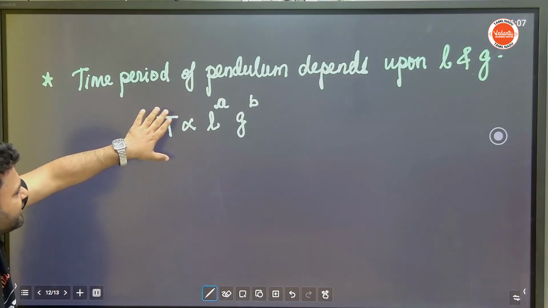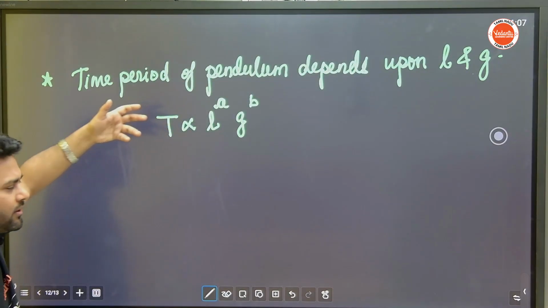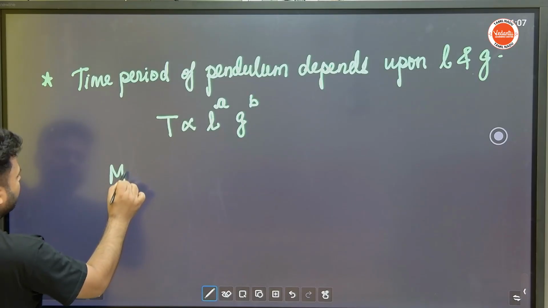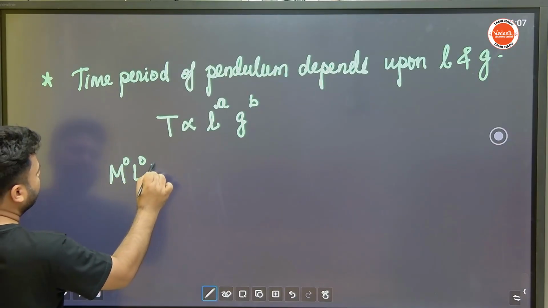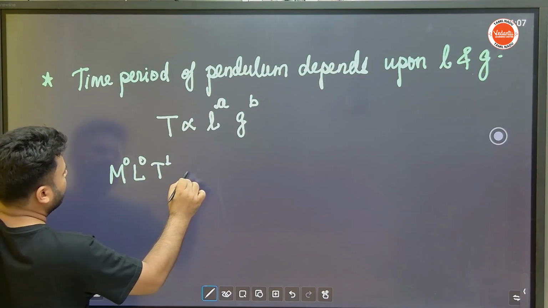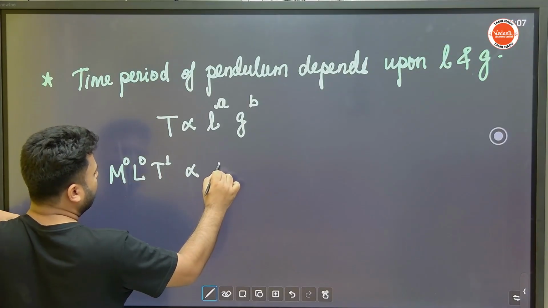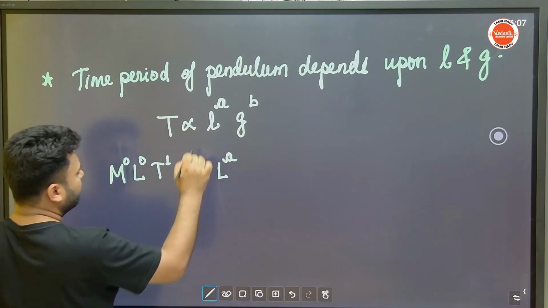Now, this side we have time. Time period means what? Time. So we can write M^0 L^0 T^1. There is no mass, there is no length, time is there. So T to the power 1 is directly proportional to length to the power a.